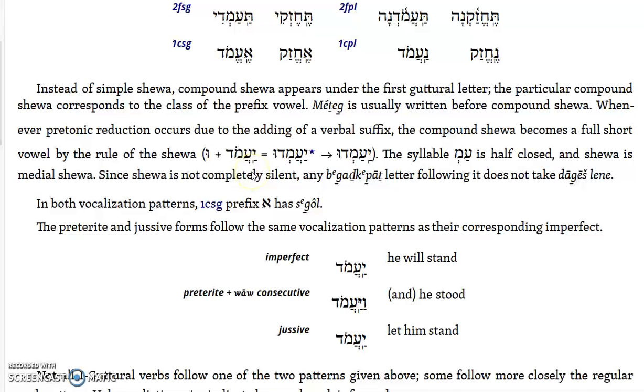So you start off with a rule here like you have ya'amodu. That's the form you should get. But then what happens, that's one thing I didn't point out. When you add the u ending, well, that reduces the o vowel to a shavah, but now that you have two shavahs together, you get a patah here instead.